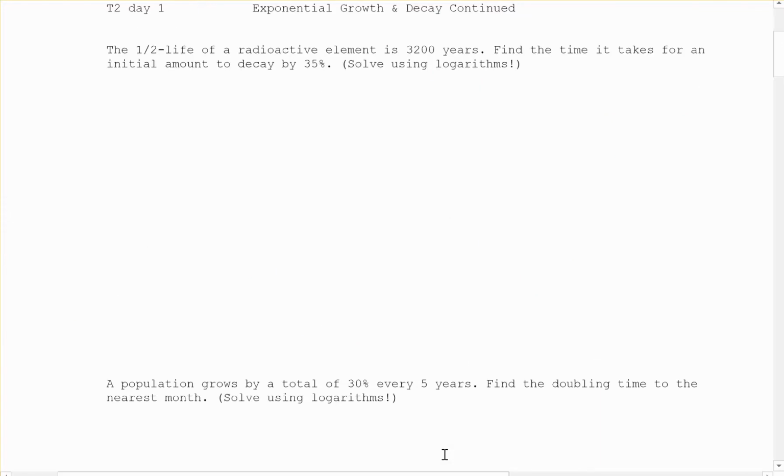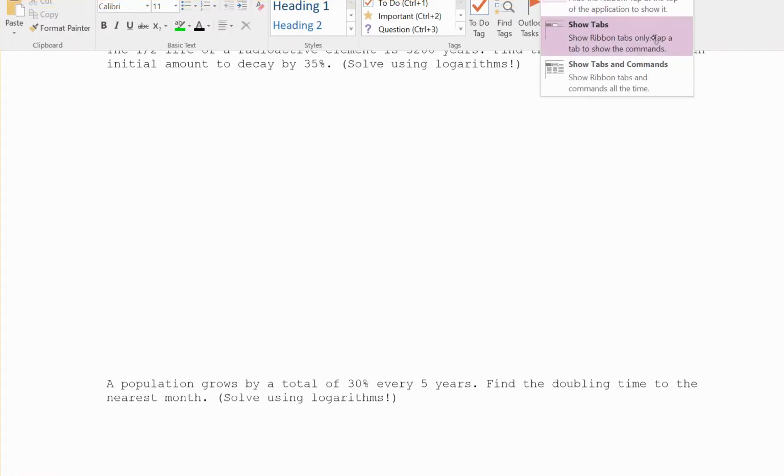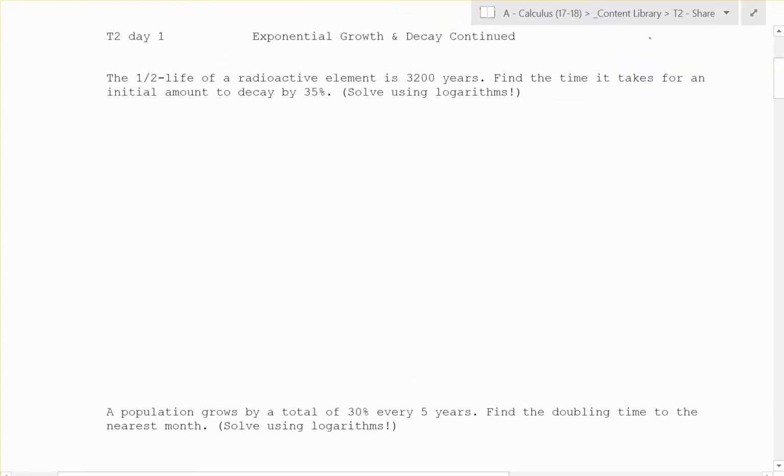So now let's move into some fun exponential growth and decay problems. The half-life of an element is how long it takes for half of it to decay. So no matter what you start with or where you're at, this statement, the half-life of a radioactive element is 3,200 years, means it takes 3,200 years for half of it to go away. Find the time it takes for an initial amount to decay by 35%.